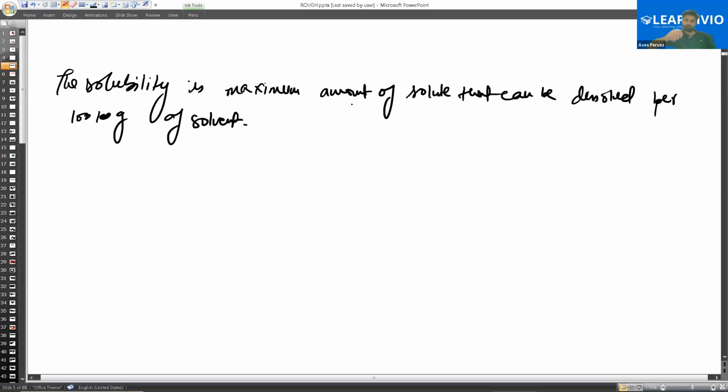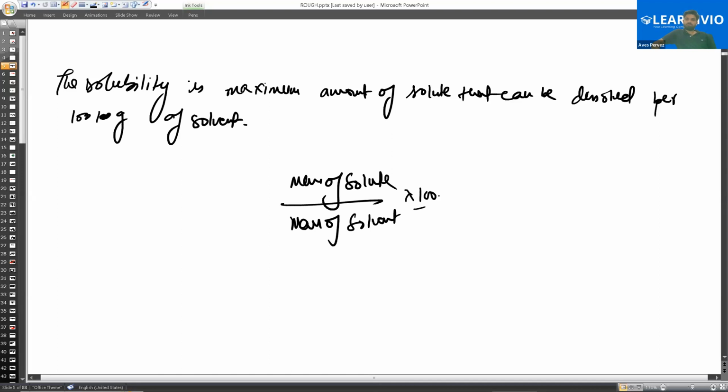None, sir. So what is solubility? Solubility is mass of solute upon mass of solvent into 100. This is solubility. What is the difference between solubility and W by W percentage? Only the change is here, the mass of solution. If there is mass of solution, then it will become mass by mass percentage. Okay? Understood? Yes or no? Yes, sir.